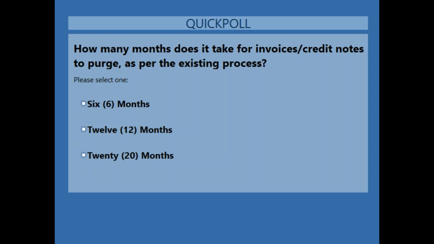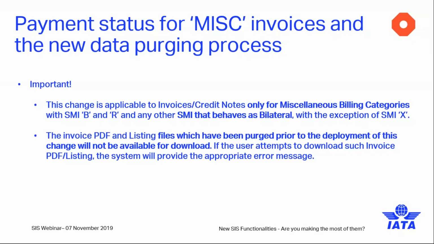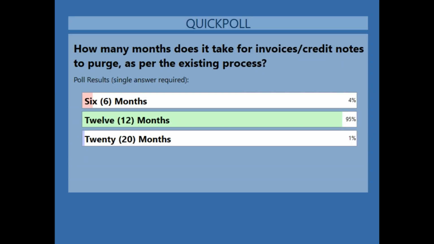Thank you. You guys are very fast. We're just waiting for a few more people. And here we're having more than 1% on other choices, so that would be very interesting. Good. So how many months does it take? 4% said 6 months, 95% said 12 months, and 1% said 20 months.